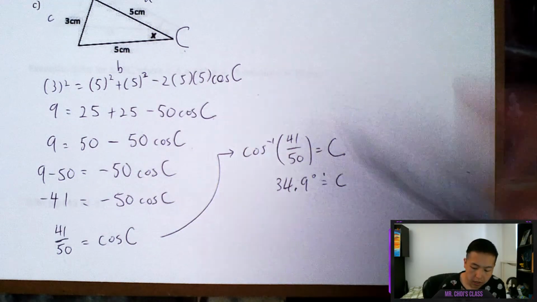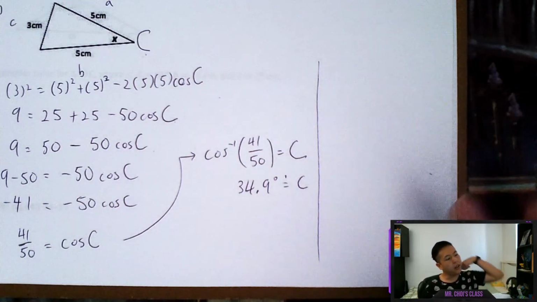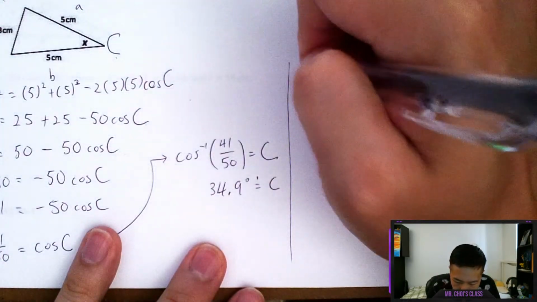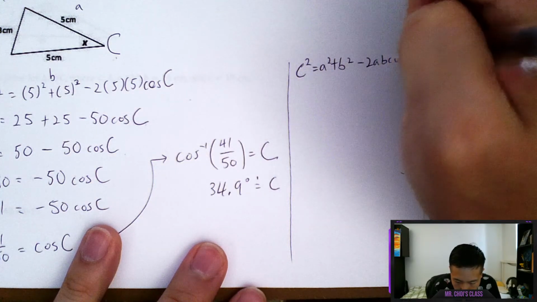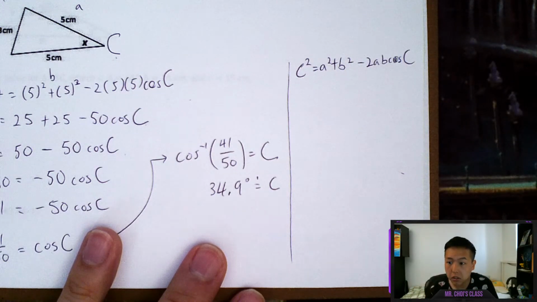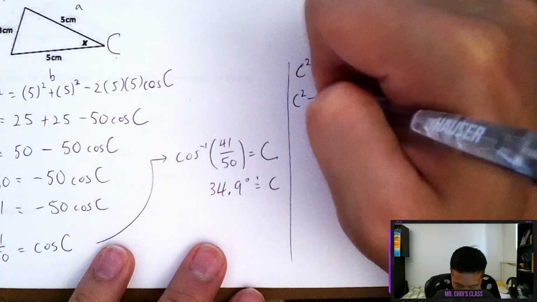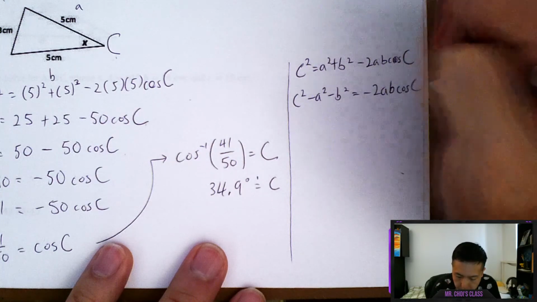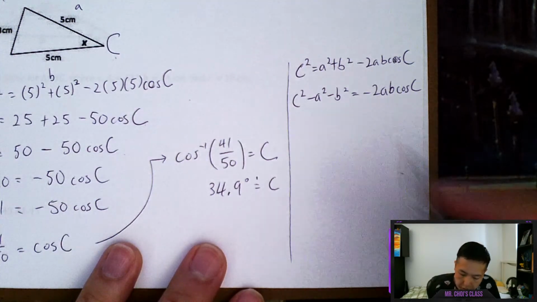Okay? Now, the second method, this is the first method, which is using our original formula. But what if we can rearrange the original formula? So if the original formula, once again, is c squared is equal to a squared plus b squared minus 2ab cosine c, can I reorganize this to get my angle? So let's reorganize it. We're going to get c squared minus a squared minus b squared equals negative 2ab cosine c. So I moved a squared and b squared to the other side. I'm going to divide by negative 2ab.